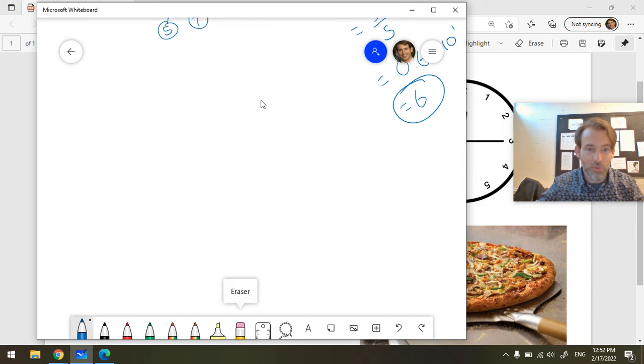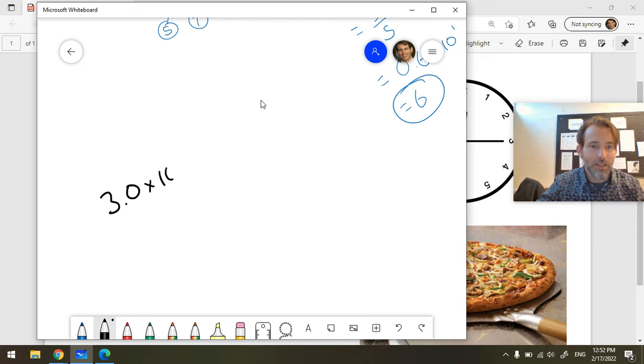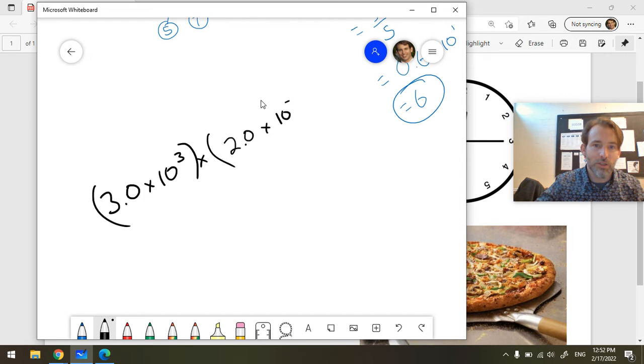But we can also use this when we're multiplying scientific notation numbers. For example, if I have 3.0 times 10 to the 3, and then I'm going to multiply this scientific notation number by another one, we'll say 2.0 times 10 to the 2. Now, multiplication, this is a chain of multiplication. There's 4 elements being multiplied by each other. 3 times 2 times 10 to the 3 times 10 to the 2, and it's all being multiplied.